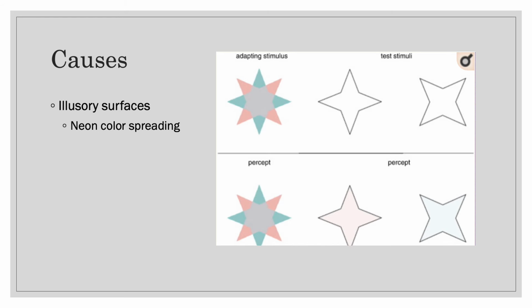And then another cause is illusory surfaces. An example of illusory surfaces is neon color spreading. That's basically when we see the shape with the color. So, as you can see, the colored star in the image, I first don't see the star. I first see the little mini triangles of green and pink, and then I see the flower in the middle that is gray. And so that's illusory surfaces.